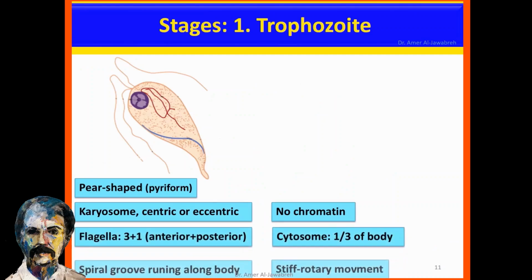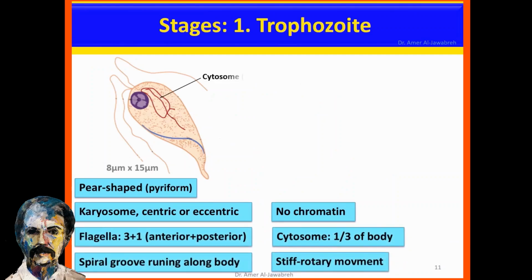These are the 2 stages. This is the trophozoite, and if you see here, the trophozoite is not circular, it's pear-shaped, or sometimes they call it piriform. It has a single nucleus, which is in the front, anterior part of the parasite, and it has a karyosome, mainly centric, but can be eccentric. Chromatin, it says here no chromatin, but we can see some chromatin here. We will see in the real images if there is chromatin or not.